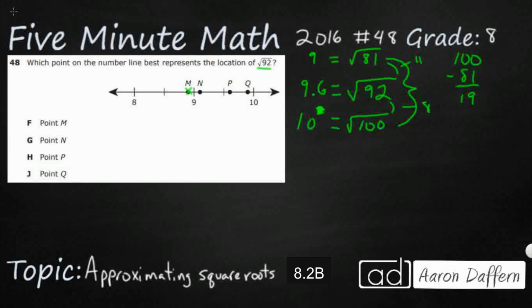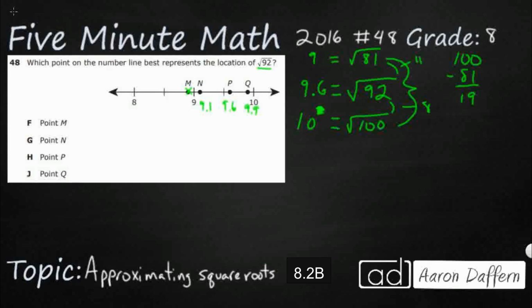And so now let's take a look at our number line. We've already eliminated M, right? This N right here looks like a 9.1, maybe a 9.15. That looks like P, looks like our 9.6 we're looking for. This Q looks almost like a 9.9. So that's probably going to give us that point P.